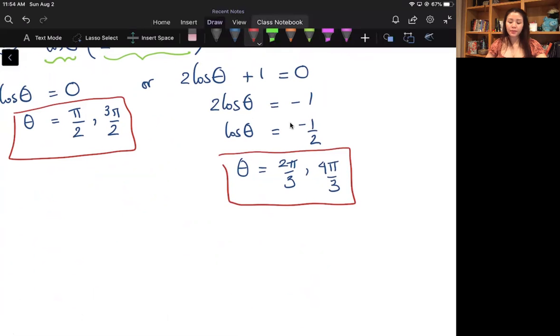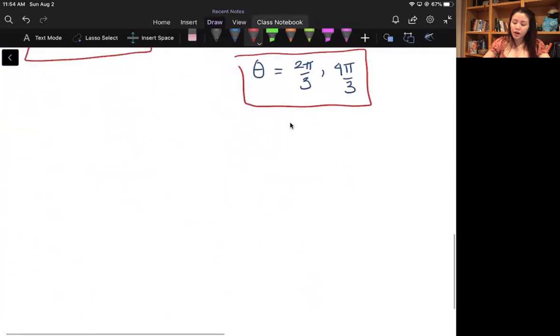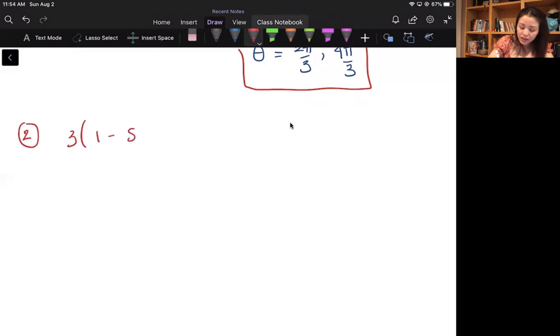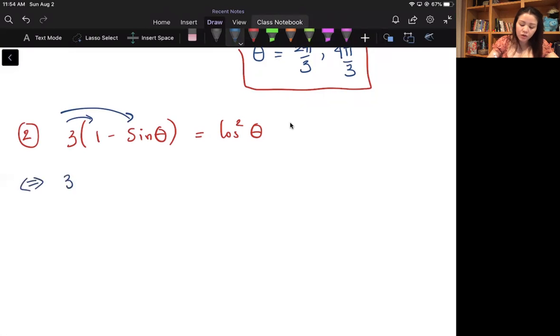Okay. All right, let's go to another example. This one is a little bit more challenging. So suppose I have, number 2, 3 times the quantity of 1 minus sine theta equal to cosine squared theta. First things first, I'm going to distribute on the left-hand side. I'll distribute that number 3. So 3 times 1 is 3, minus 3 times sine theta.